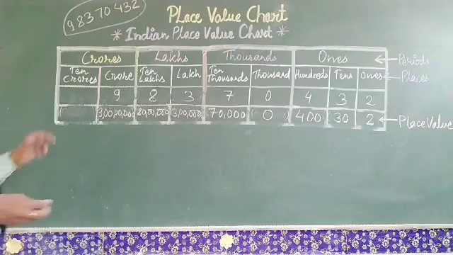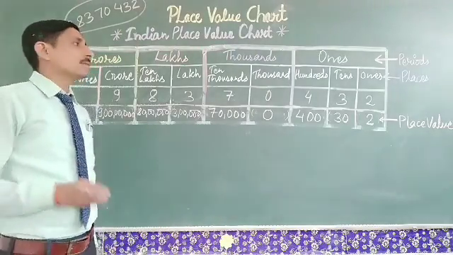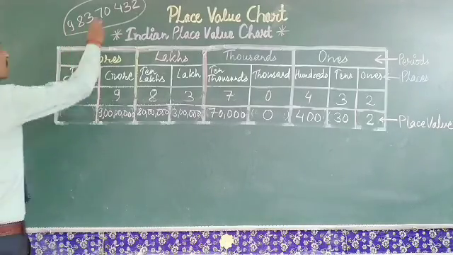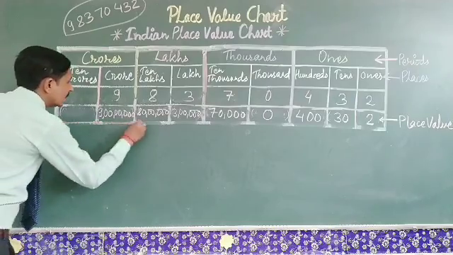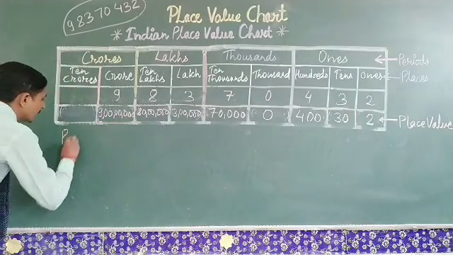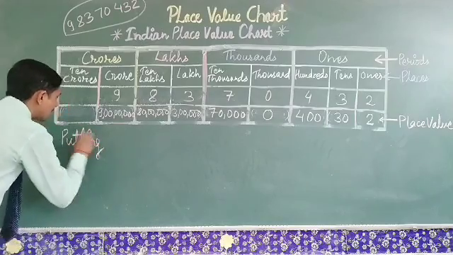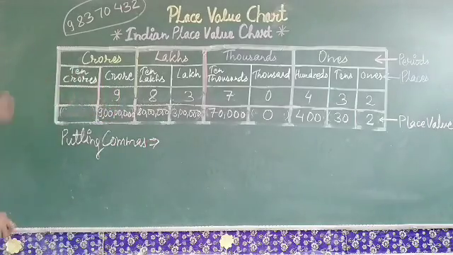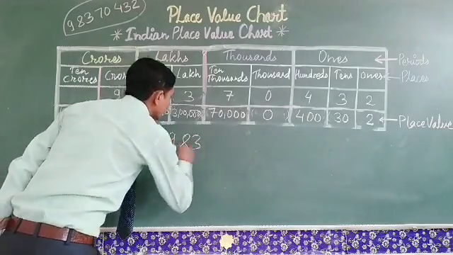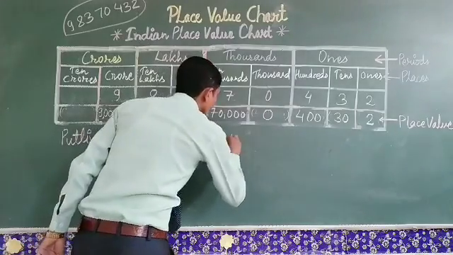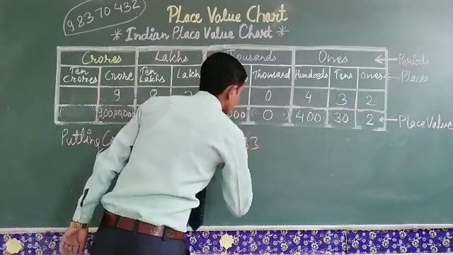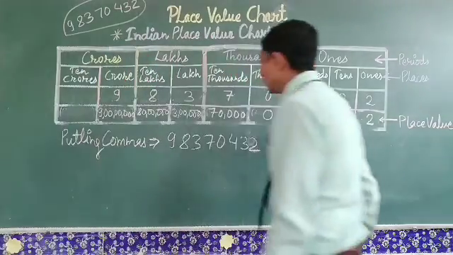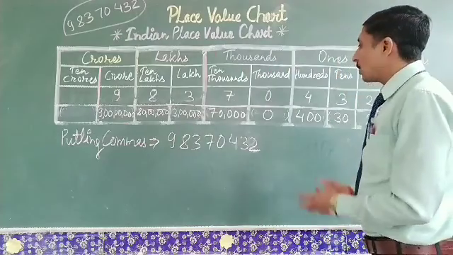Now, how to put commas in the Indian place value system? Consider this number, 9,83,70,432. First write the given number, 98370432. Now what we have to do? We have to group the numbers according to their periods.